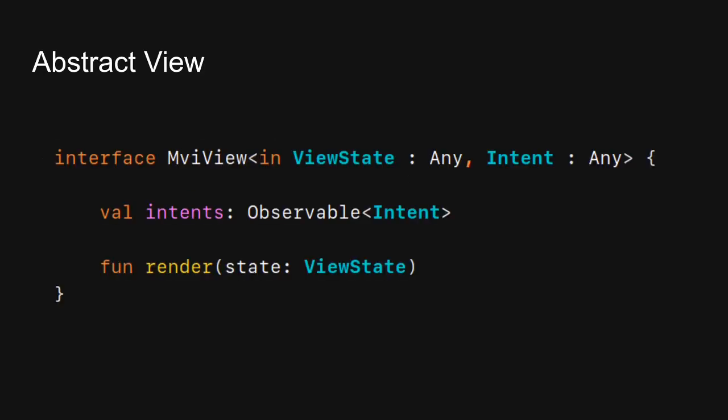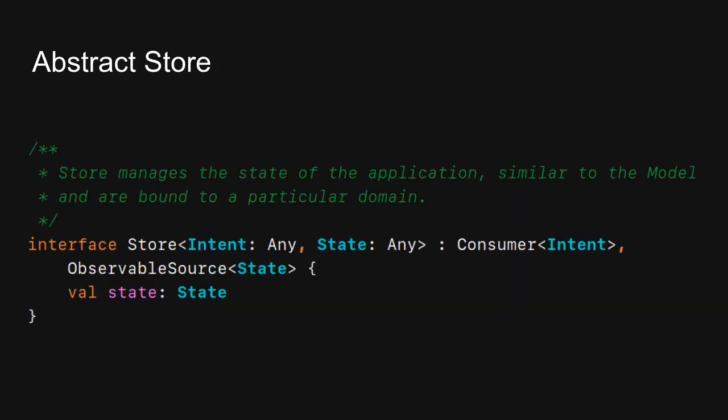Now I have created an abstract view. The abstract view is just an interface. It has two generic types, that is a view state and the intent. If you see, we have a function called render that consumes the view state, and then we have a variable which is an observable of intent. If you are not familiar with RxJava, an observable is a kind of stream that can be observed. In this case we have an observable of intent. That means a stream of intents, on which we can push the events.